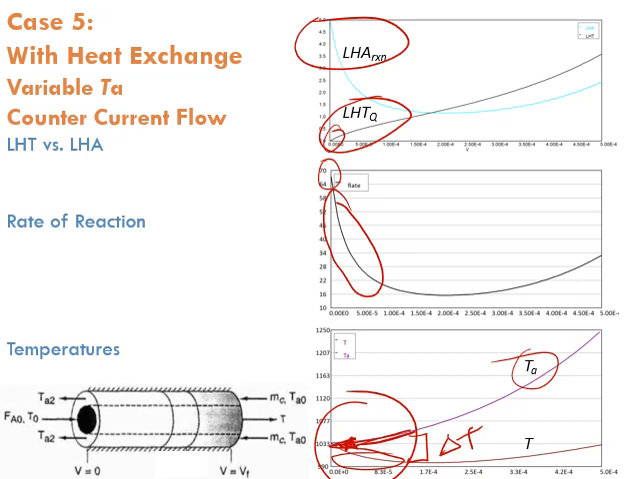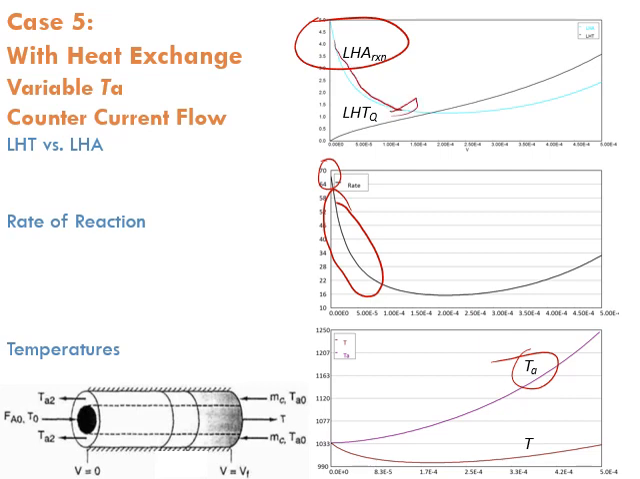Okay? So the temperature continues dropping, because the localized heat absorbed is more than the localized heat transferred. Let's look at the localized heat absorbed. The localized heat absorbed is decreasing. Why is it decreasing? Because the rate of reaction is decreasing. While the localized heat transferred is increasing. Why is it increasing? Because the delta T, the temperature gradient, is increasing.